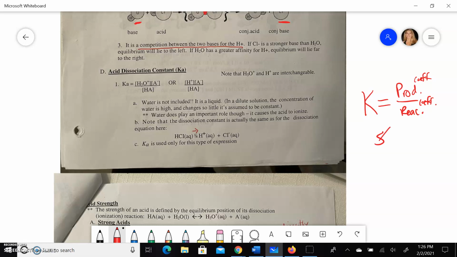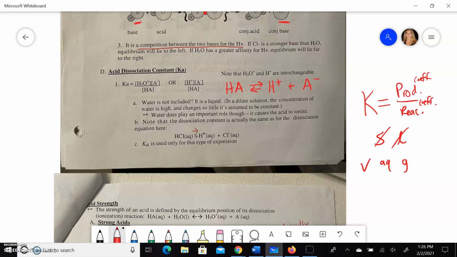You do not include solids, you do not include liquids, but you do include aqueous species and you do include gases. So now what we can do is write out a general acid reaction. We have hydrogen bonded to whatever acid it is. And the whole point of an acid is that it's going to break off H+, and then you'll have whatever you have left over with the negative sign.